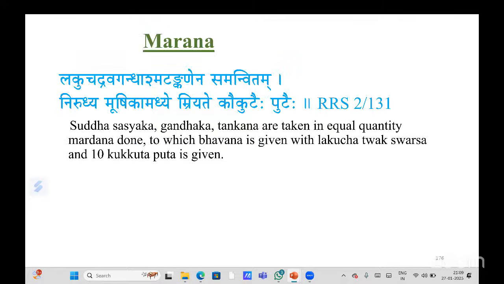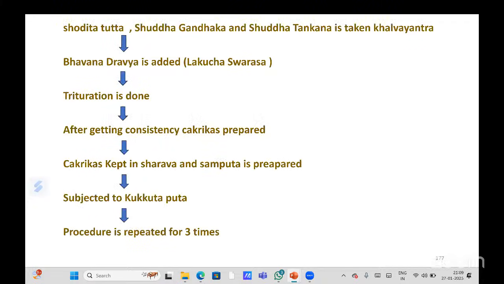Similarly, Marana of Tutta. Again, you have to write the flow chart. Here, we take Shodhita Tutta, Shodhita Gandhaka, Shodhita Tankana in a Kalva Yantra. Bhavana Dravya is added, that is Lakucha Swarasa. Trituration is done. After getting consistency, we prepare the chakrikas. The prepared chakrikas we keep in a Sharava, and a Sharava Samputa is prepared, and that is subjected to Kukkuta Puta. Here, to get Sasyaka Bhasma, we require 3 Kukkuta Putas.